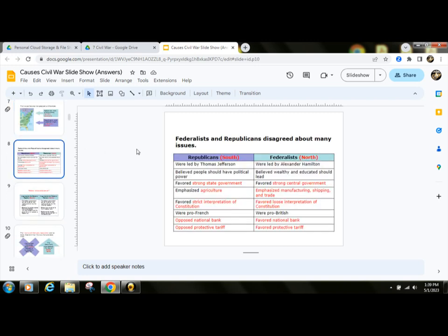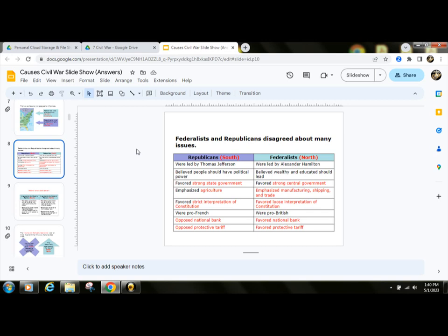The Federalists and Republicans disagreed about many issues. These are some pretty prominent things. Remember, these are our first two political parties. The Republicans in the South are led by Jefferson. They believe that the people should have political power. Think of the Constitution, the preamble, "We the People"; they would really emphasize the word people. They favored strong state governments.